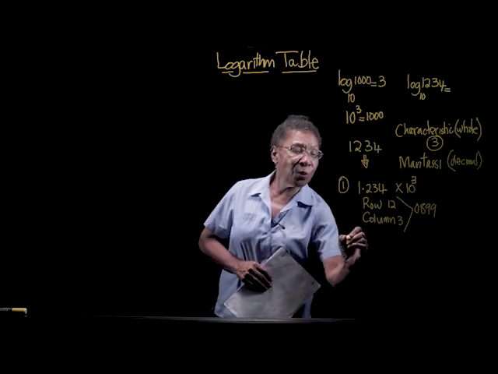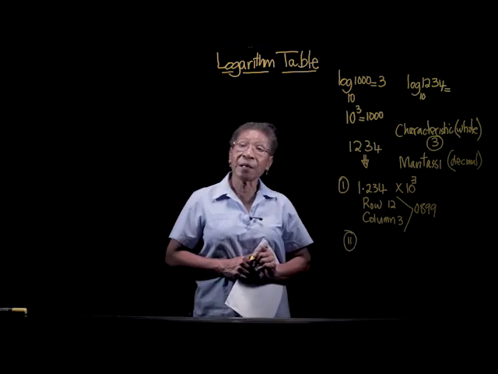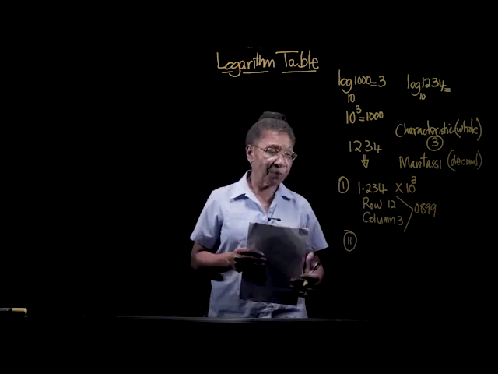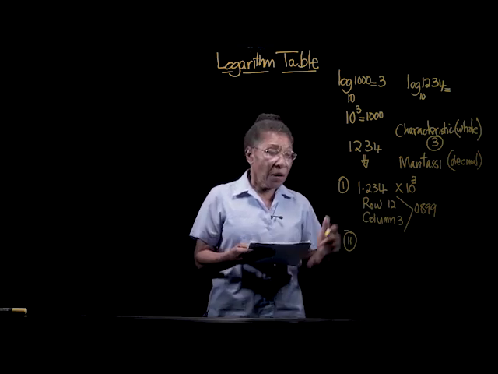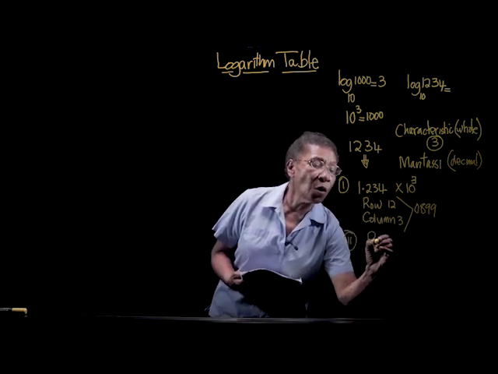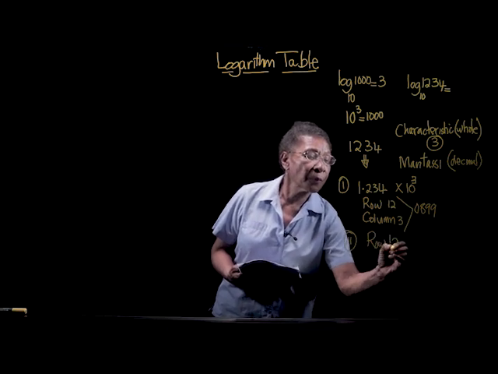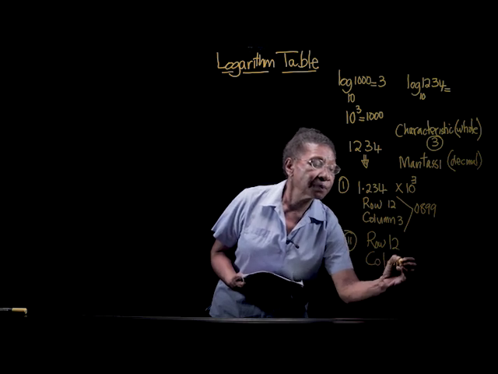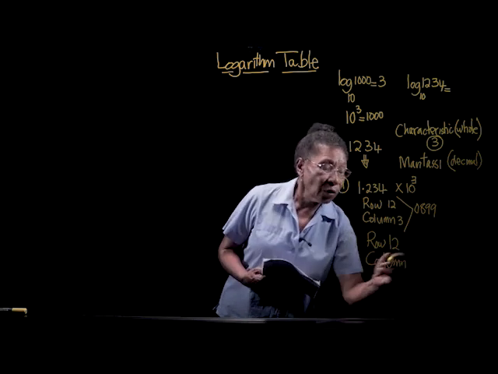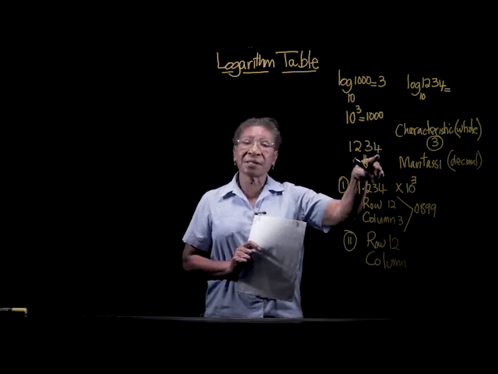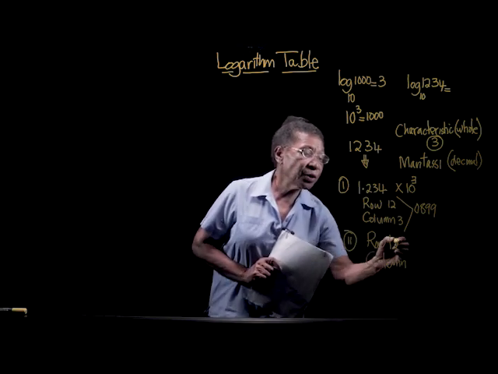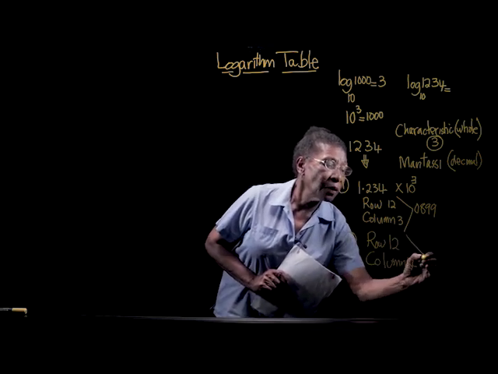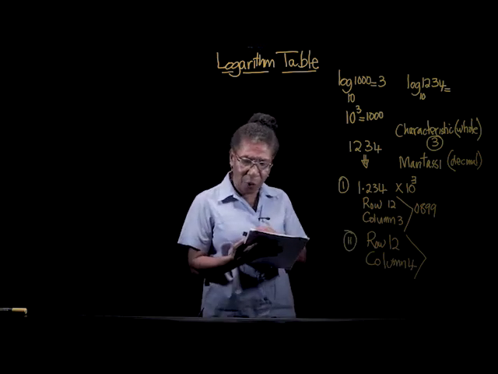So that would give me step number 3. And in step number 3, I would still use row 12. So on my table, I will have to go to row 12, and I need the column. And the column will be the last digit, the 4th digit. So that would give me row 12, column 4. Now, where will I find row 12, column 4?